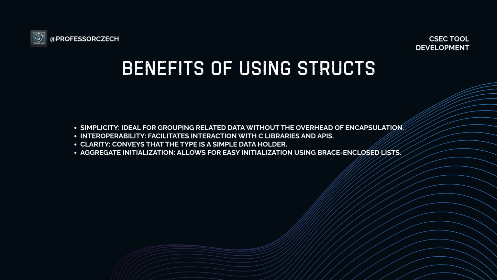There are some best practices here too, like consistency. So you want to adhere to the convention of using struct for passive data structures and class for active objects with behavior. And for encapsulation, use access specifiers such as private, protected, and public to control member access explicitly. For initialization, you're going to leverage aggregate initialization for structs to simplify object creation, and then obviously clearly document everything.